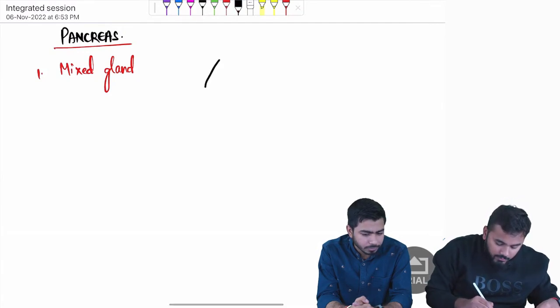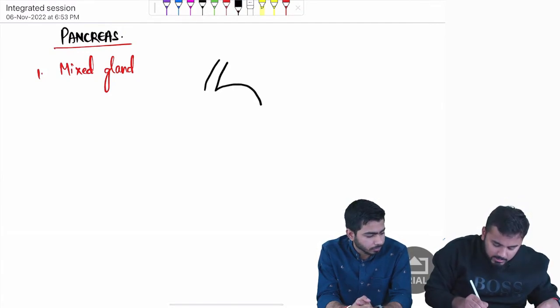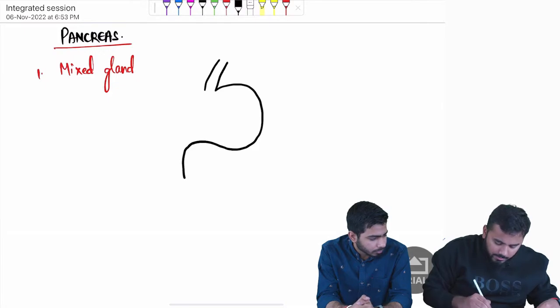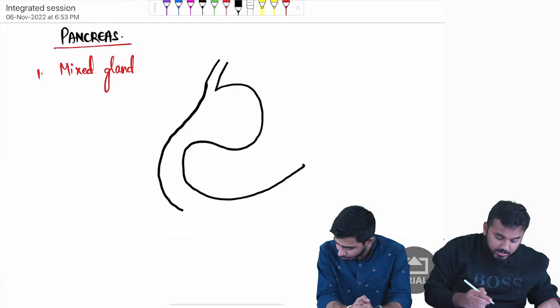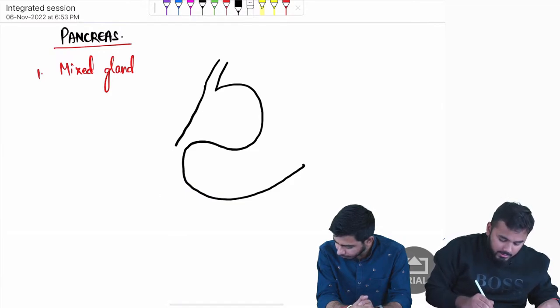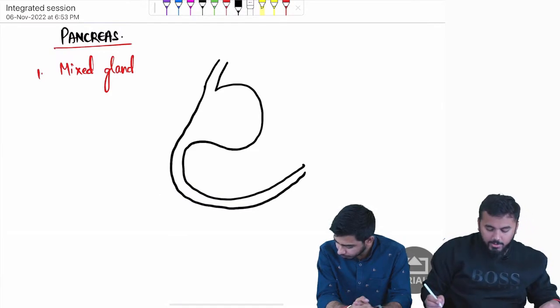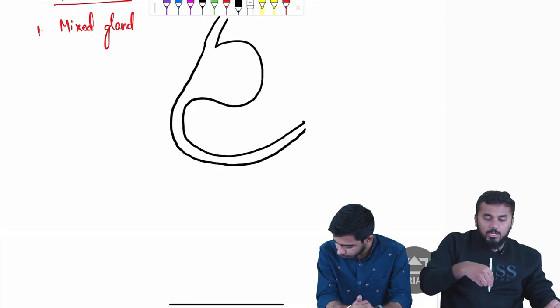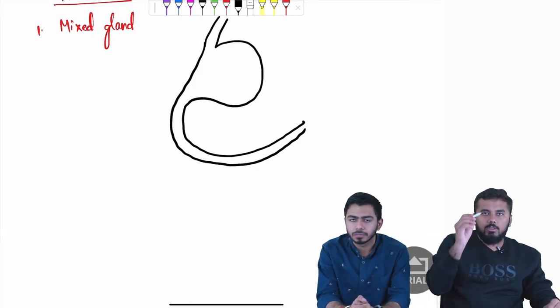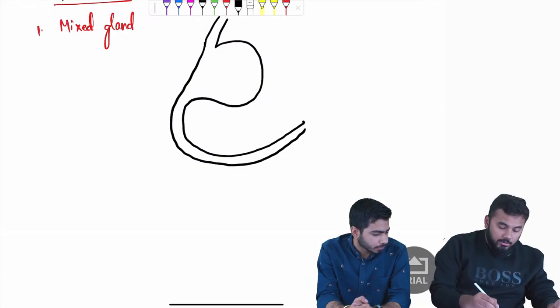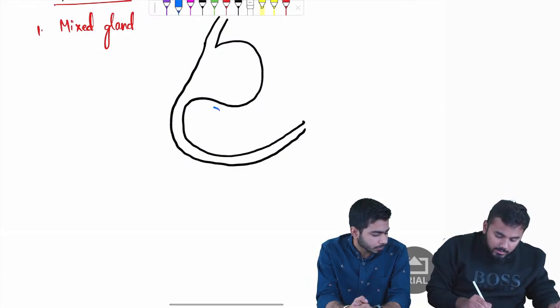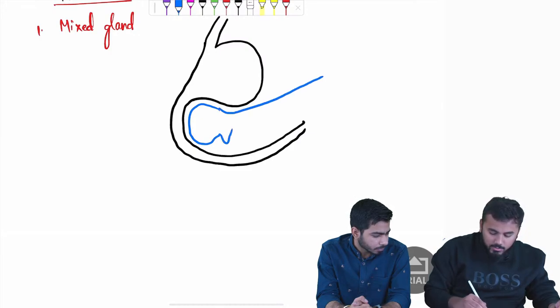If I make a rough picture, guys, concentrate, don't comment, just concentrate. If I take a rough picture of your intestine like this, I mean the duodenal part, as you can see, the duodenum is C-shaped. Now within this loop of the duodenum, you have what is called your pancreas in this way.